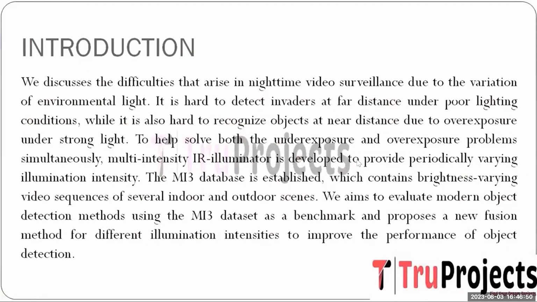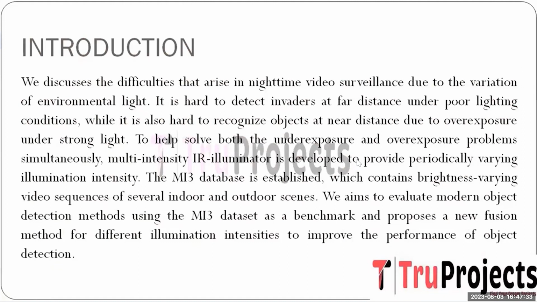The intricacies posed by varying environmental light in nighttime video surveillance are examined, presenting the challenges in detecting intruders at a distance in low lighting, and discerning nearby objects in the presence of intense illumination, confronting the dual issue of underexposure and overexposure. A multi-intensity IR illuminator emerges as a solution, offering a cyclically modulated illumination level. This innovation gives rise to a database encompassing dynamic video sequences capturing diverse indoor and outdoor scenarios with fluctuating brightness.